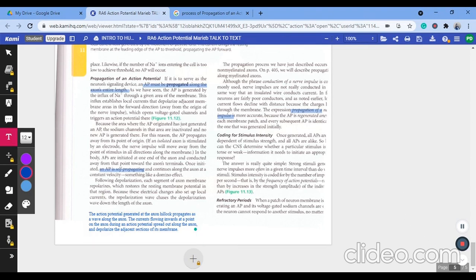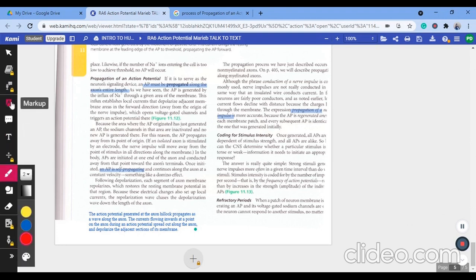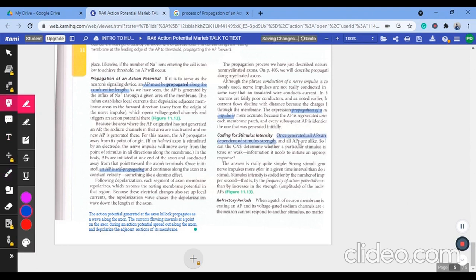So, coding for stimulus intensity. Once generated, all APs are independent of stimulus strength, and all APs are alike. So, can the CNS determine whether a particular stimulus is intense or weak, information it needs to initiate an appropriate response?